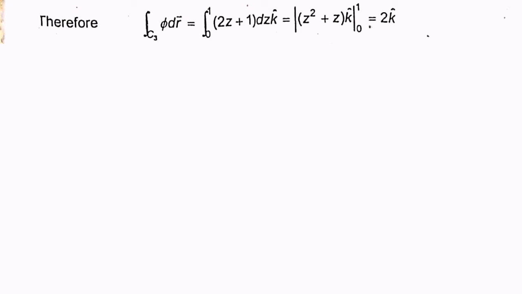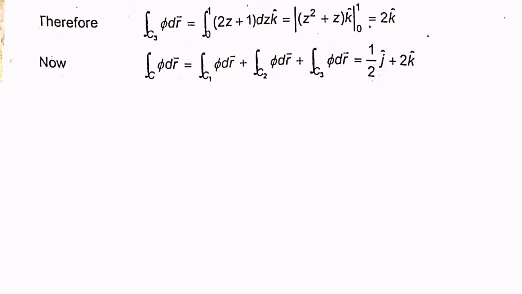Add all of these curves and we have the complete value of the line integral. So the integral over C of phi dr is equal to the integral over C1 of phi dr plus the integral over C2 of phi dr plus the integral over C3 of phi dr. Putting in the values for C1, C2 and C3, we have 1 over 2 j plus 2k. So this is the final answer of the second part of this example.